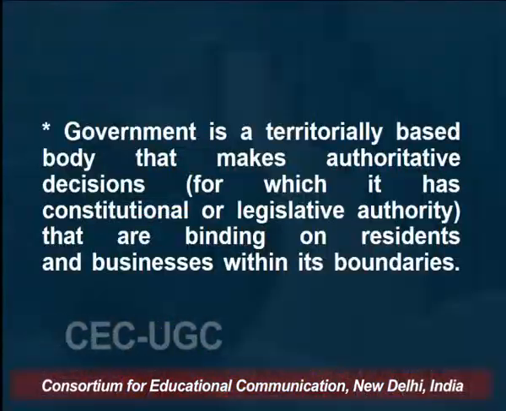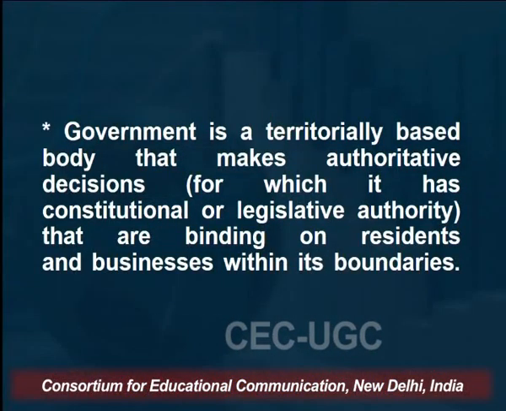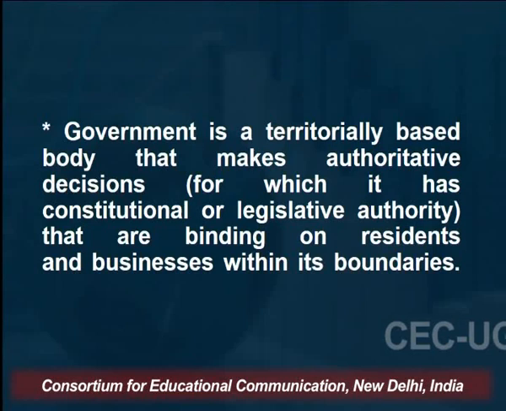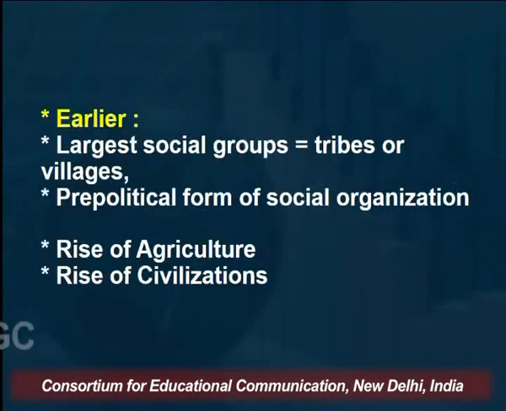So what we see here is that government implies, quoting this very important definition that we got from merriam-webster.com, that government is a body of persons that constitutes the governing authority of a political unit or organization. Further, government is a territorially based body that makes authoritative decisions for which it has constitutional or legislative authority that are binding on residents and businesses within its boundaries.